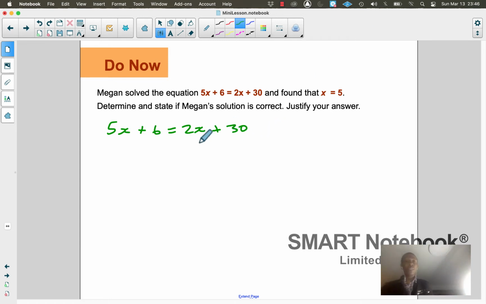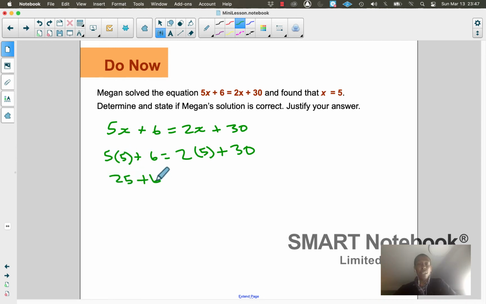Okay? How do we do that? We're just going to substitute, replace the x for 5. Wherever we see x, we're going to substitute it for 5. Okay? So let's go ahead and do this. There's an x. Put it in parentheses. Equals 2. Here's another x. 5. Okay, so let's simplify this. 5 times 5 gives us 25 plus 6 is equal to 2 times 5. That is 10 plus 30.